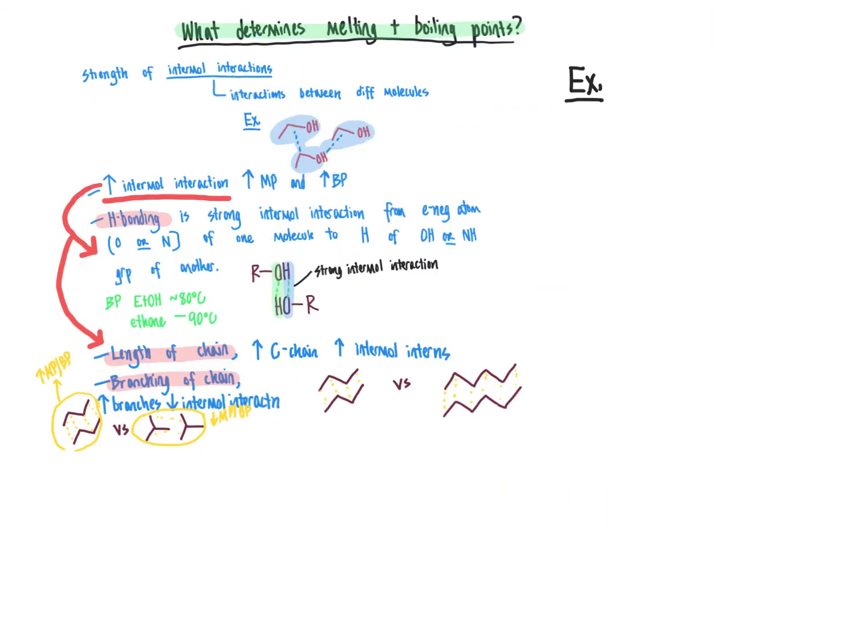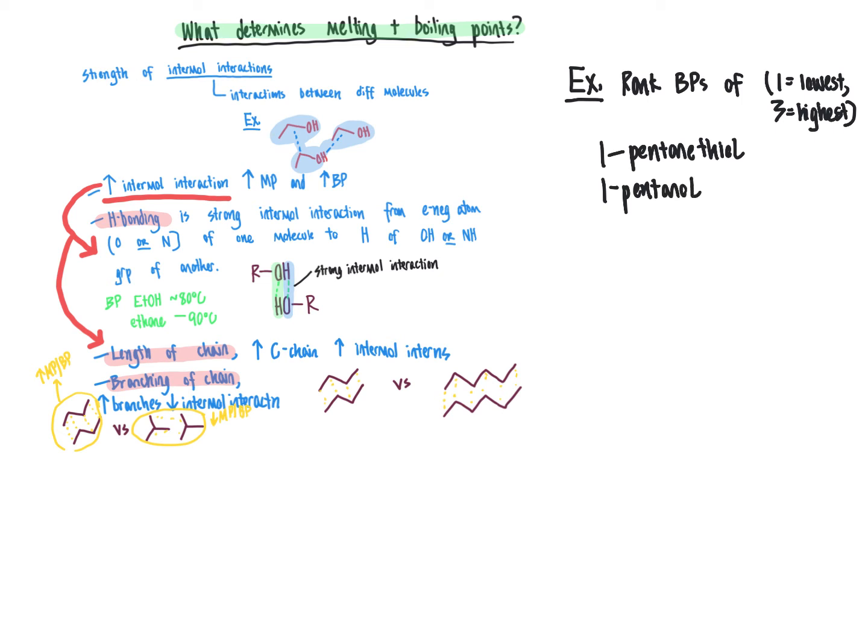Let's apply our knowledge toward an example problem where what we are asked to do is rank the boiling points of the 3 substances that I'm going to list the names of below, where 1 represents the lowest boiling point and 3 represents the highest boiling point. The three substances we will look at here are 1-pentanethiol, 1-pentanol, and we will also look at pentane.